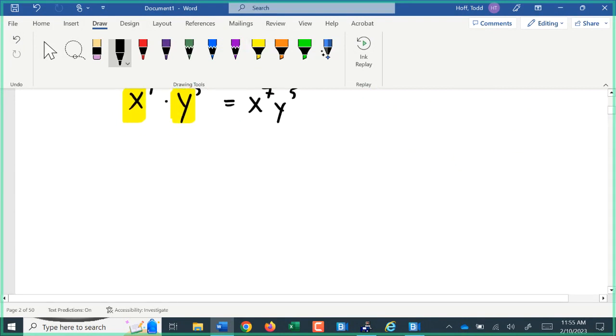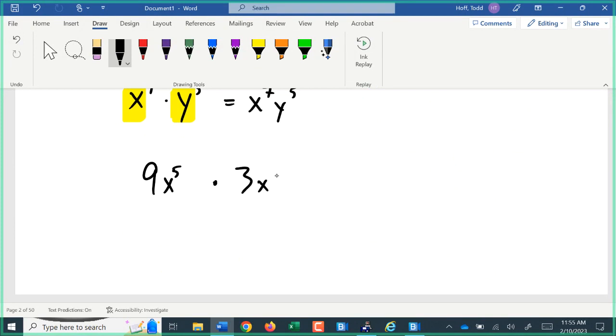If I put numbers in with those variables, like 9x to the 5th times 3x to the 3rd, just like with any other form of a number, we have to combine the counts. We do 9 times 3 is 27. And then we also combine the names. X to the 5th times x to the 3rd. When we're multiplying exponents with the same base, both of these have a base of x, we add the powers. 5 plus 3 is 8, x to the 8th.